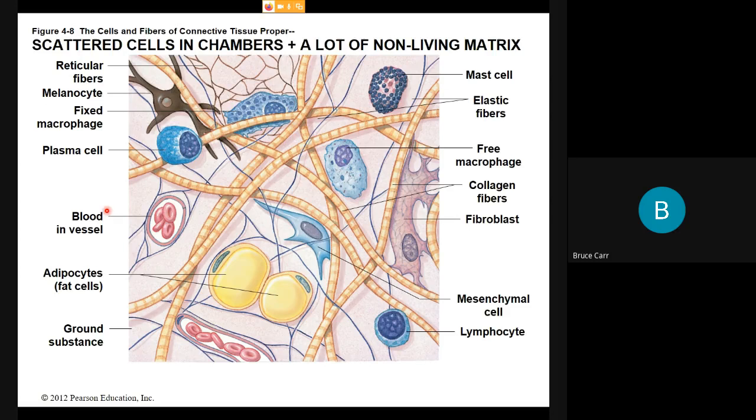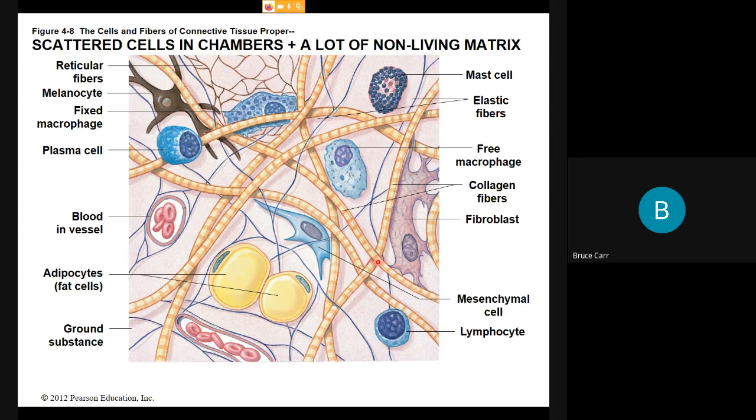In this picture, what you're seeing are a variety of cells. Many of them have nuclei. Here is an adipose cell and its nucleus, and a second one. This is a mesenchyme cell, which is an embryonic cell. Here's a macrophage, a lymphatic cell, a mast cell for healing reactions, and another macrophage. Here's a fibroblast. This is a cell that would make the non-living matrix shown.